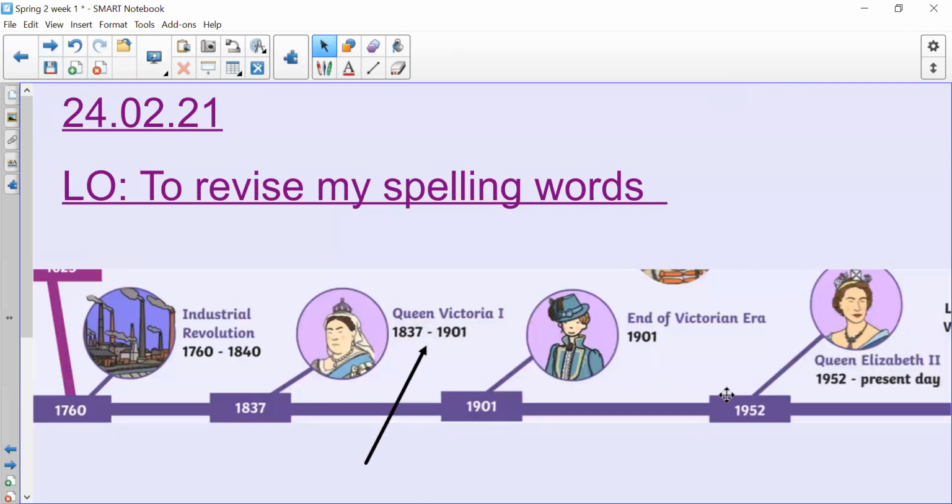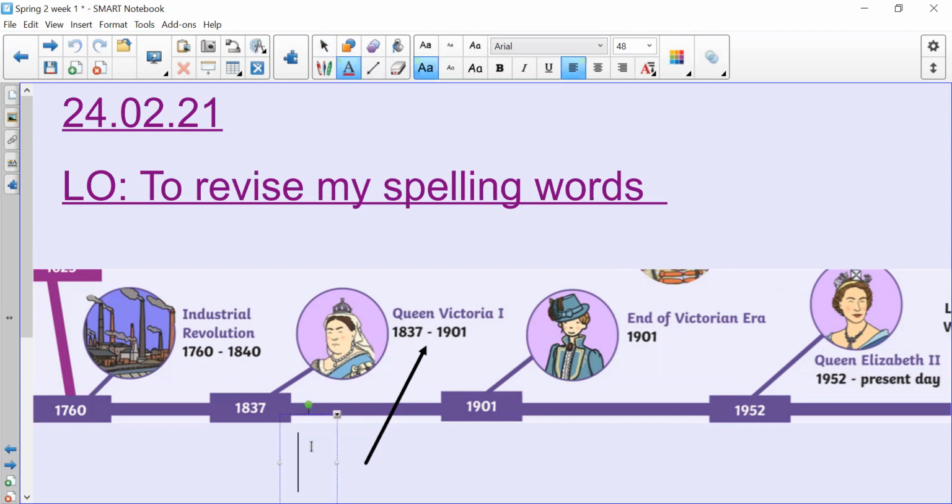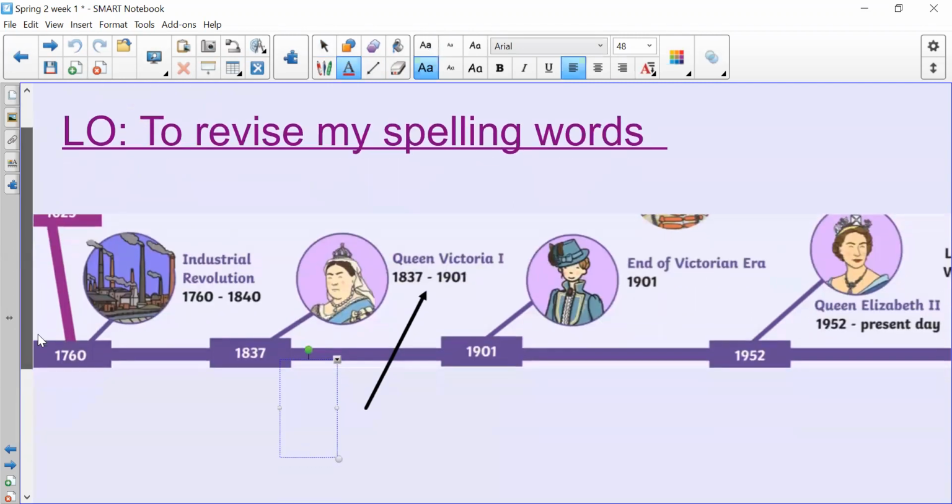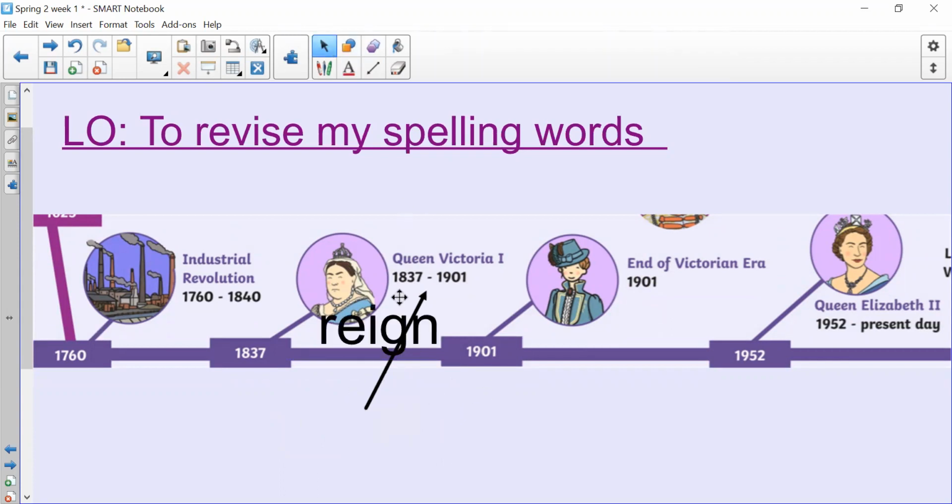So I've got a timeline here, and the arrow is pointing to this part of the timeline, which says Queen Victoria, 1st, 1837 to 1901. Which of our spelling words does this suit? Have a go, shout it out at the screen. Let me give you a clue. Well done if you got that, it's reign. Those years were when Queen Victoria was reigning over England.